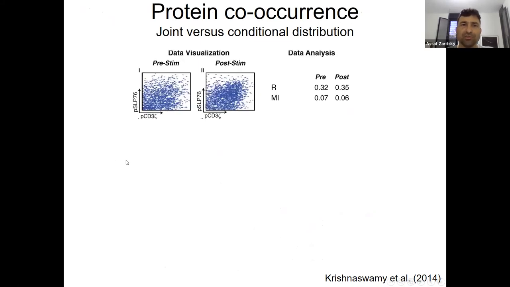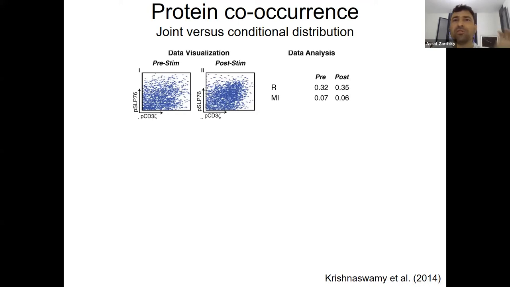It was too quick, so I want to go through it not in just one slide, but through a few details. So the idea is looking at protein co-occurrence, and the trick is looking at the conditional distribution instead of the joint distribution. When we look at the joint distribution, here you have two conditions, before applying a stimulus and after applying a stimulus. When you look at the measurements of correlation and mutual information between those two proteins, you can see a small increase in the Pearson correlation and a small decrease in the mutual information. Practically, you don't see any change in these patterns, right?